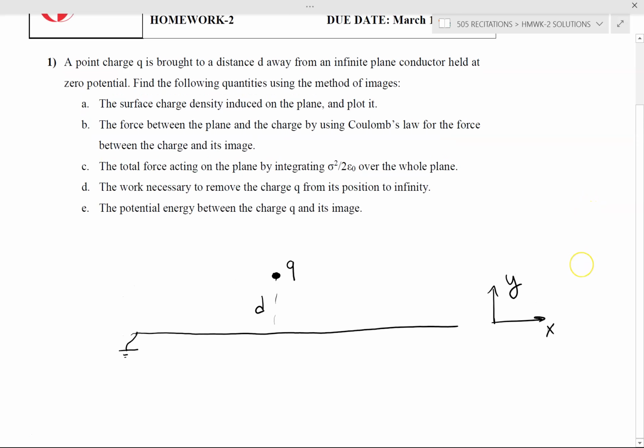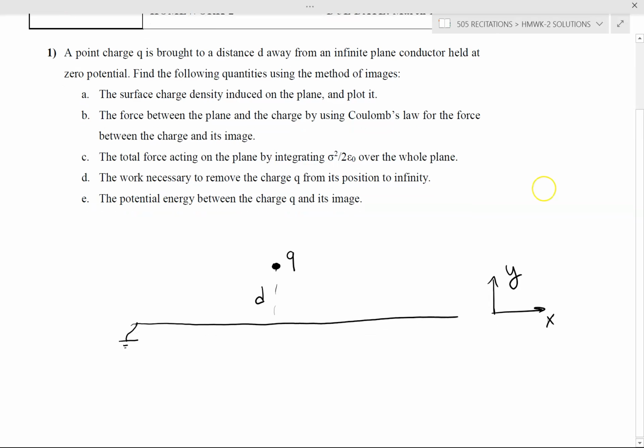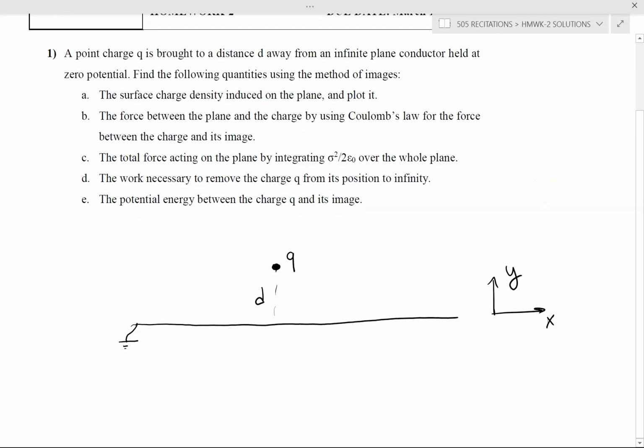Under these circumstances, we need to derive the surface charge density induced on the plane, and we need to plot it. And the force between the charge and the plane by using Coulomb's law, the total force acting on the plane, the work necessary to remove the charge from its position to infinity, and the potential energy between the charge and its image. So this is a very typical problem of the method of images.